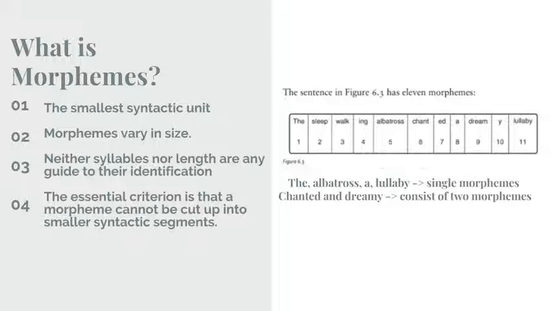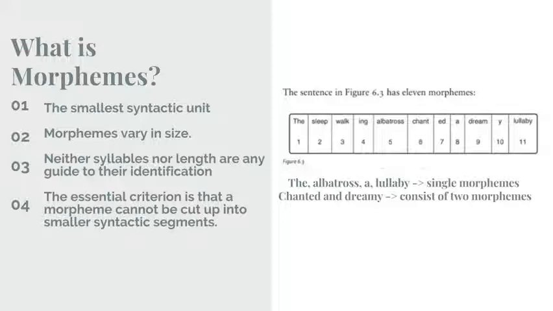Now look at the example. The sentence has 11 morphemes. They are the, sleep, walk, ink, albatross, chant, ed, a, dream, y, lullaby. The, albatross, a, lullaby are all single morphemes because none of them can be syntactically split up further. Alba and tross, for example, do not have any other role to play in the syntax of English because they exist only as part of the single unit, albatross.